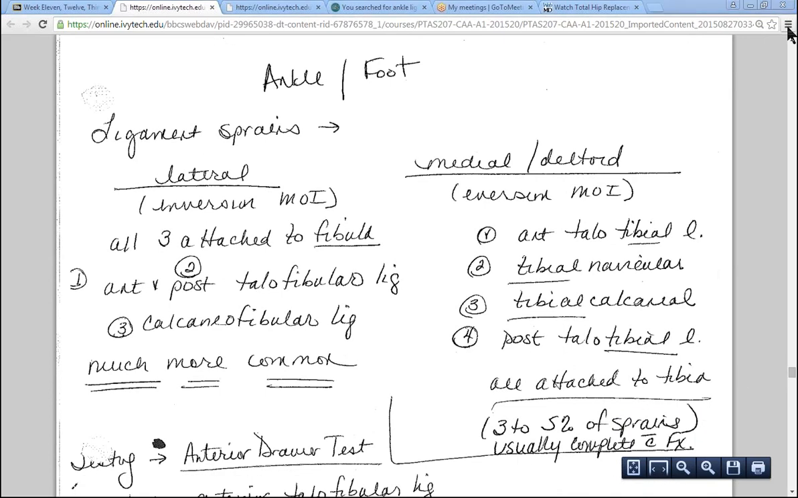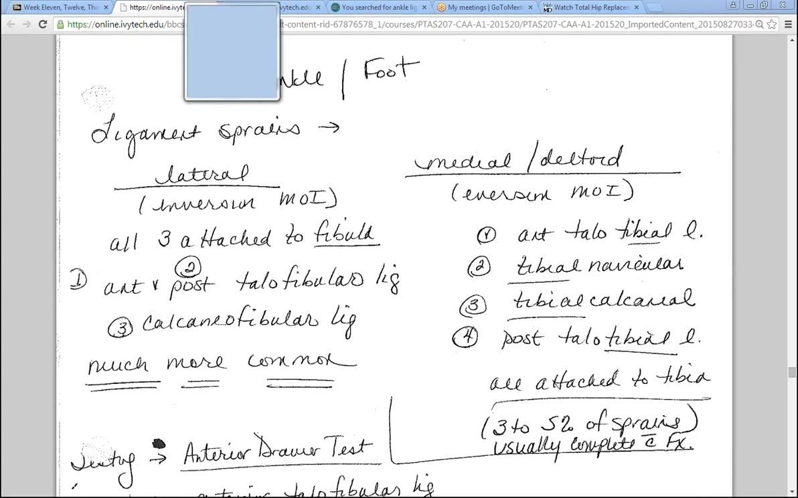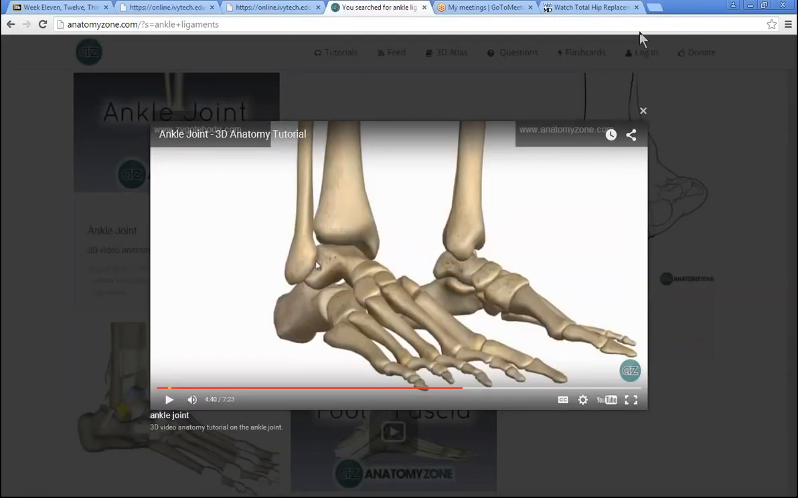Let's go ahead and go into the ankle, and we're just going to kind of watch a little video first to remind us of the ligaments of the ankle.